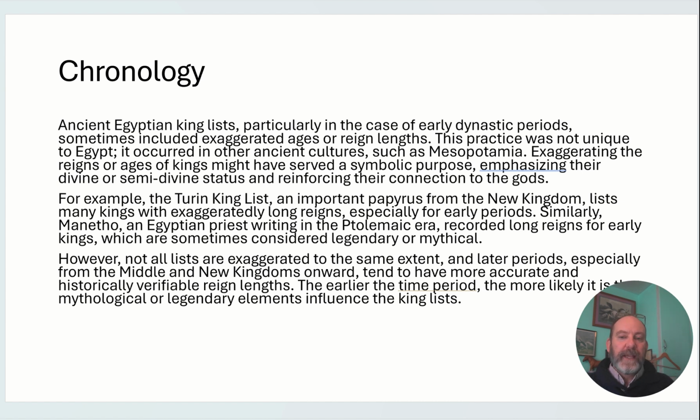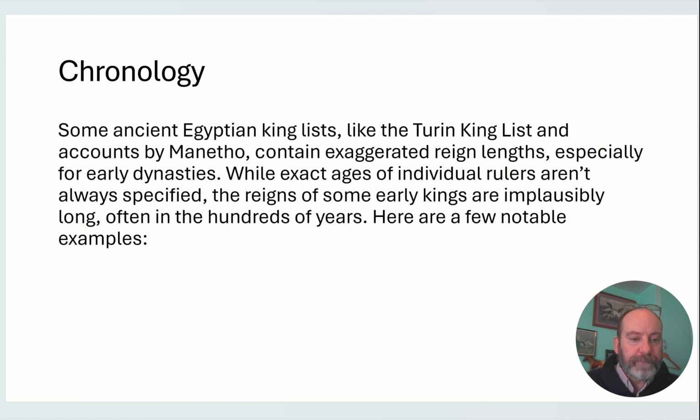What we'll see multiple times is these lists have part of their mythology, so they go way back, and you'll see kings that ruled for 30,000 years. Then as they get closer to their own time period, they become more realistic. So some ancient Egyptian kings lists, like the Turin list, and the one by Manetho, so we'll talk about him in a second, contain exaggerated reign lengths, especially for the early dynasties, while exact ages of individual rulers aren't always specified. The reigns of some early kings are implausibly long, often hundreds of years, or thousands, or tens of thousands.